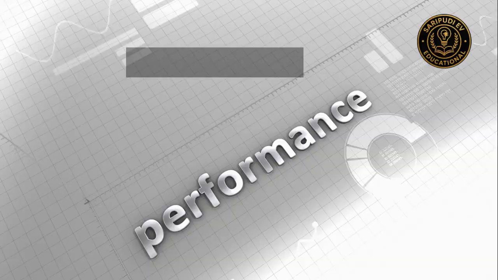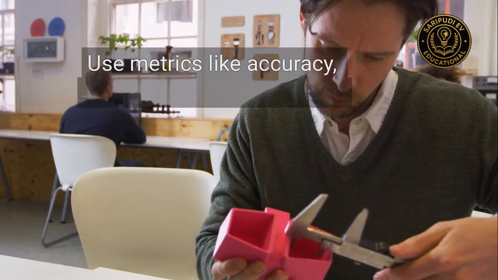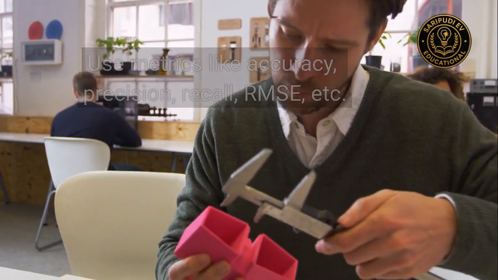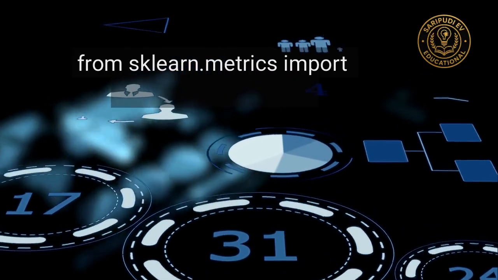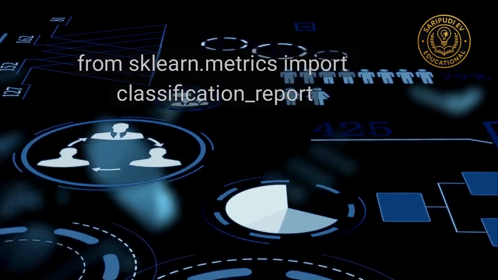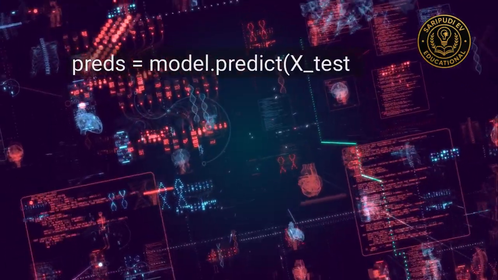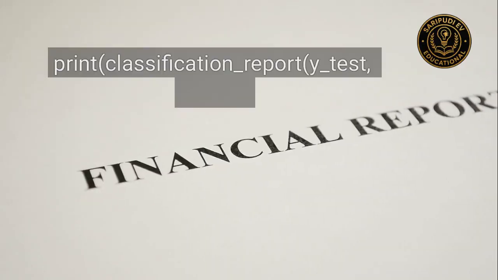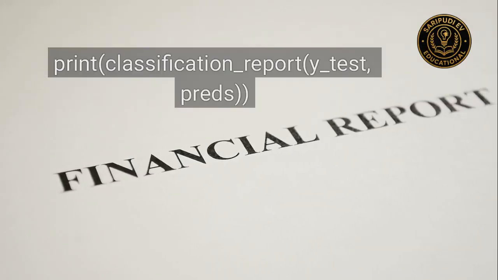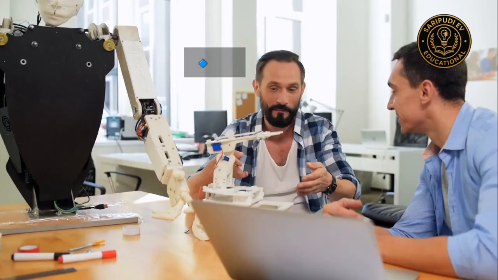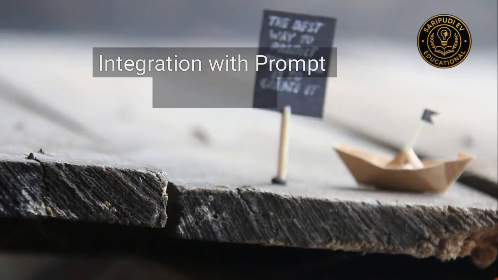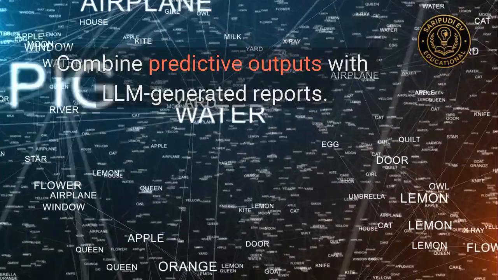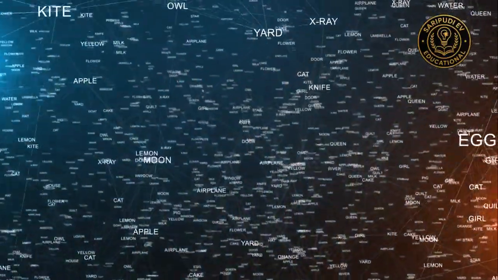3. Model evaluation: use metrics like accuracy, precision, recall, RMSE, etc. from sklearn.metrics import classification_report; preds = model.predict(X_test); print(classification_report(y_test, preds)). 4. Integration with prompt engineering: combine predictive outputs with LLM-generated reports.